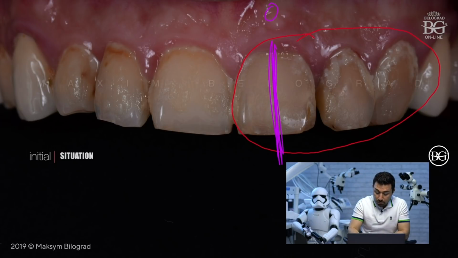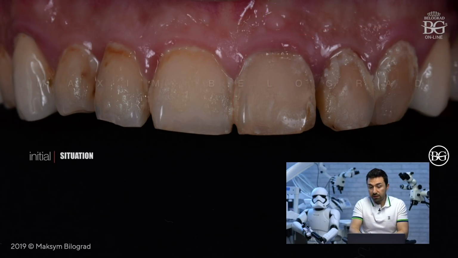So the case was pretty difficult to start with, not just because of the aesthetic outcome and endodontically treated teeth, but also because of the level of hygiene. And I can tell you that we spent a lot of time to motivate this patient and to educate this patient to take good care of his dental hygiene.